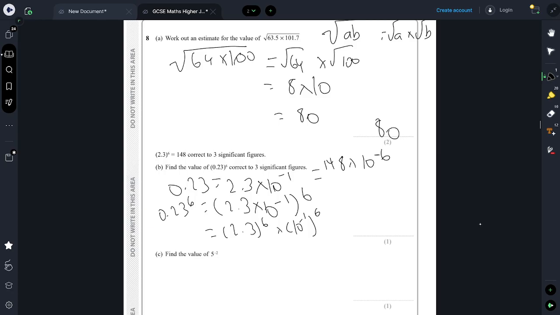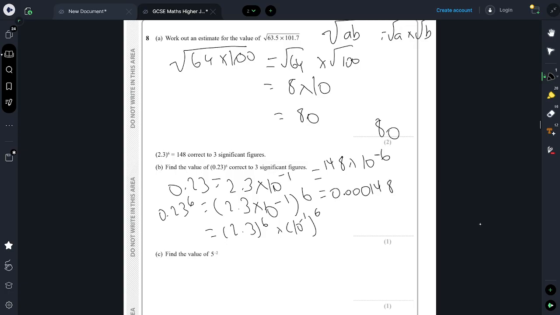And actually, it says correct to three significant figures, so we're going to need to write this as an actual number. So this is a standard form question. And actually, we did cover this, I did anyway, yesterday, to go over this sort of thing. But anyway, let's convert this from standard form. 0.000148 probably. Let's check this.